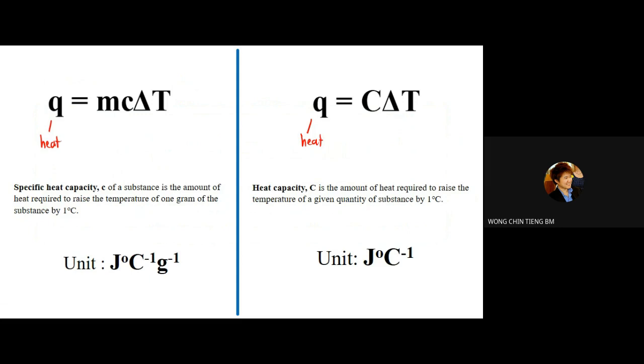Where are we? Q. Q is actually the heat. All right? So delta T is the initial temperature, final temperature minus. We don't want to use initial minus final. It doesn't necessarily go up, it can go down. Delta T is the change of temperature. Higher temperature minus lower. For delta T, if possible we don't put a negative. We want the higher minus the lower. That is your delta T.